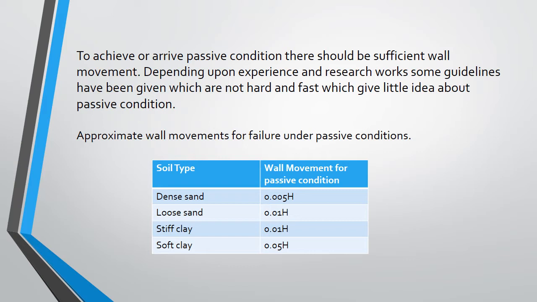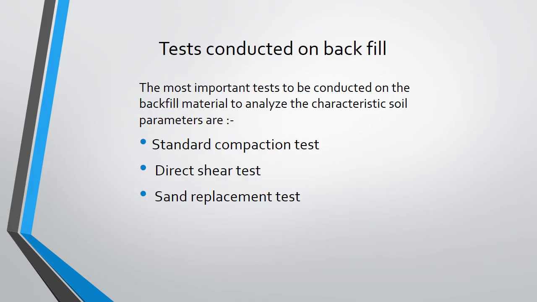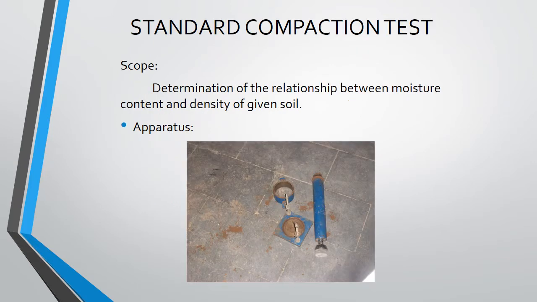These are the wall movements for passive condition, which gives the failure criteria. Now, coming to the tests conducted on the backfill to evaluate its properties, the three important tests we have conducted are the standard compaction test, direct shear test, and sand replacement test.